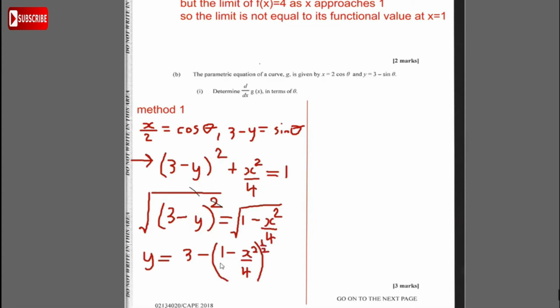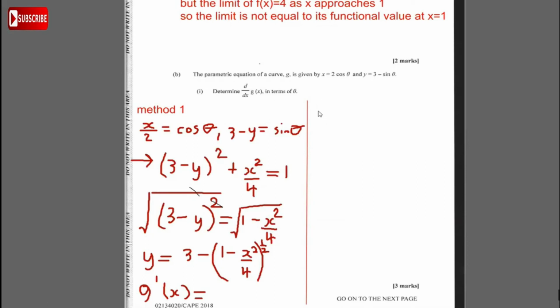All you need to do now, this is now g of x. So this y is now g of x. So now you could find g prime of x. That's method 1. We're going to come back to this method. I'm just going to show you how we're going to get the same thing, and I'm going to put it in terms of theta because we know x is 2 cos theta. So I'm just going to do it the parametric way now.